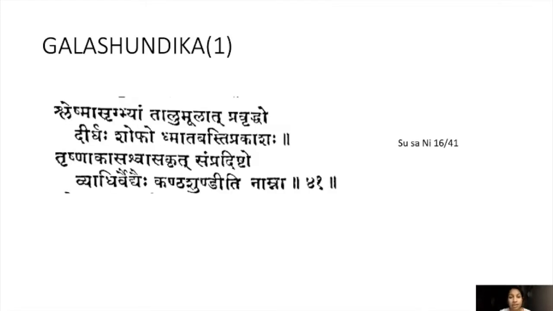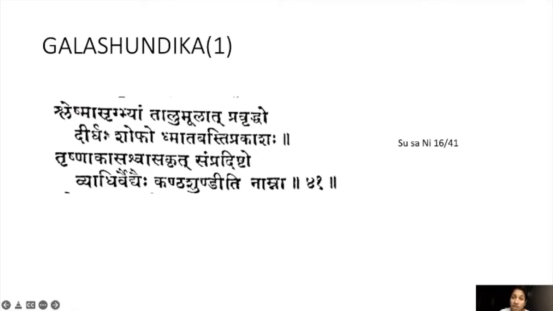Coming to Sushruta Samhita, Sleshma Asrukpyam Talu Moolat Pravruto Dirkhaha Shofat Mada Basti Prakashaha Trishna Kasa Shwasa Kris Sampradishto Vyadhar Vaidyo Kandashundir Iti Namna. Here Acharya is not calling it Galashundika, he is calling it Kandashundi. So both are same. Kandashundi or Galashundika are same.